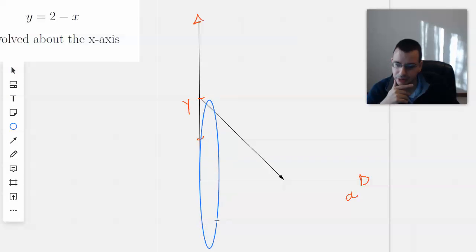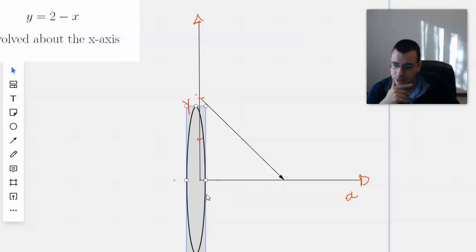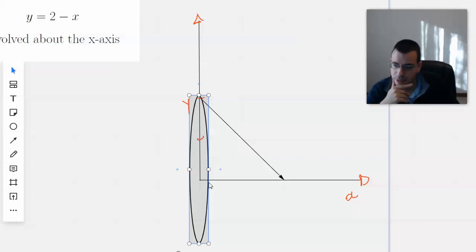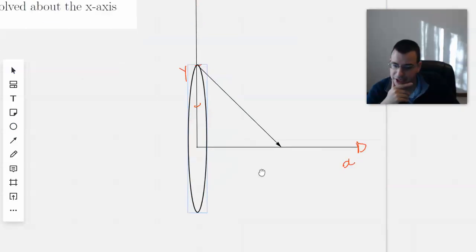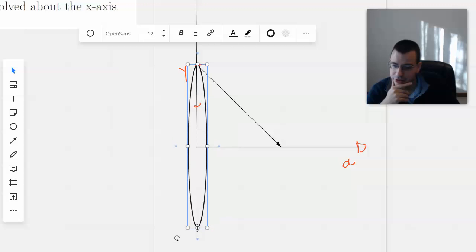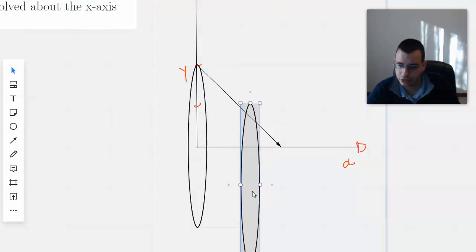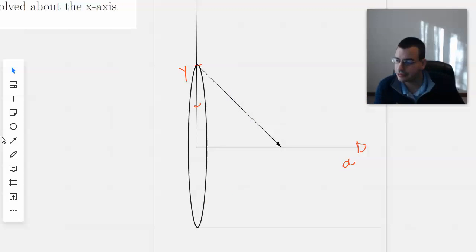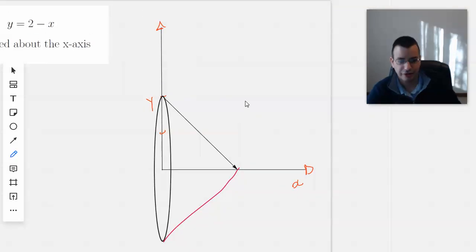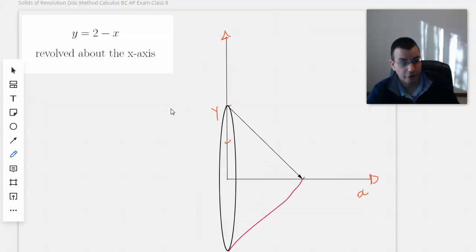So the solid will look something like that. Be down just a little bit further. There we go. Copy paste. There we go. So what we have is a cone. It looks kind of like this. And the idea is we want to try and find the volume of this cone. y equals 2 minus x.